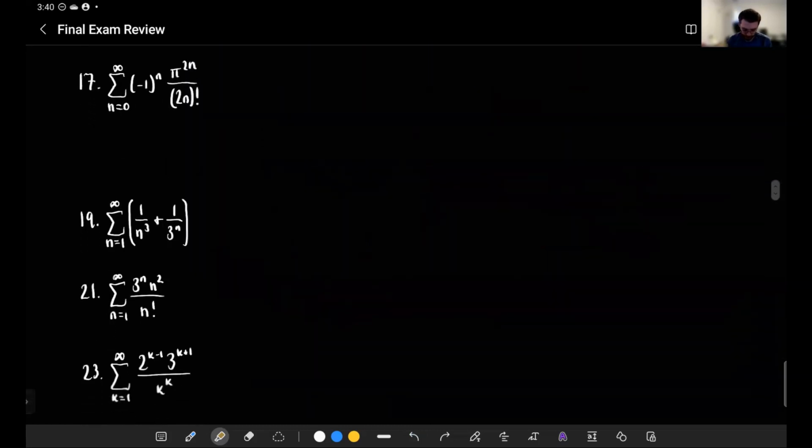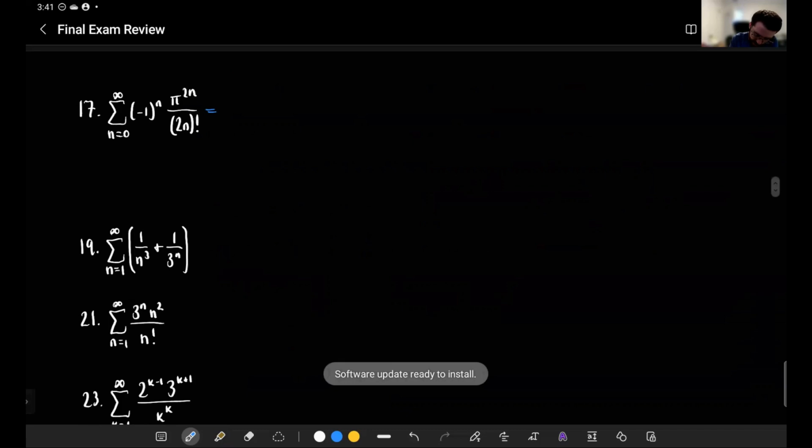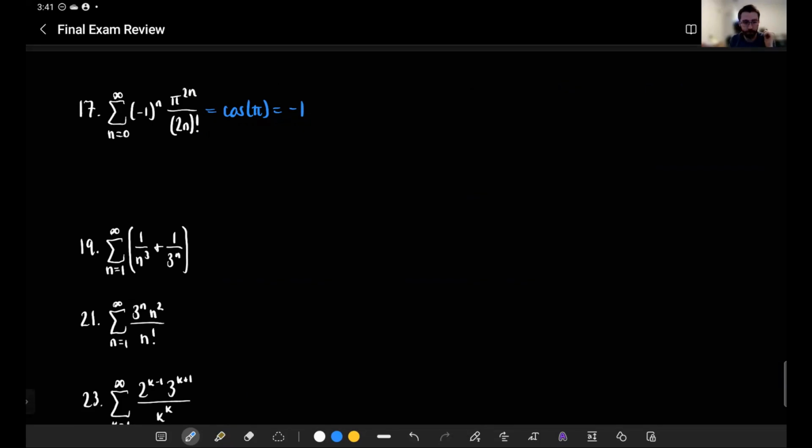Next set of problems. 17 is a fun one. 17 is one that you can actually evaluate, weirdly. I could say this is actually cosine of pi. Cosine of pi is -1. So this series, if you were to add up all infinitely many terms, actually does give you -1. And that's a finite number, so this thing converges.